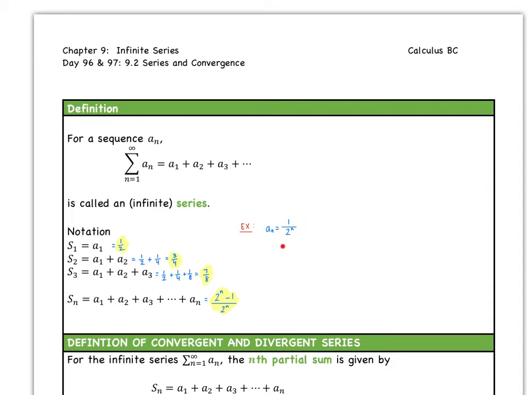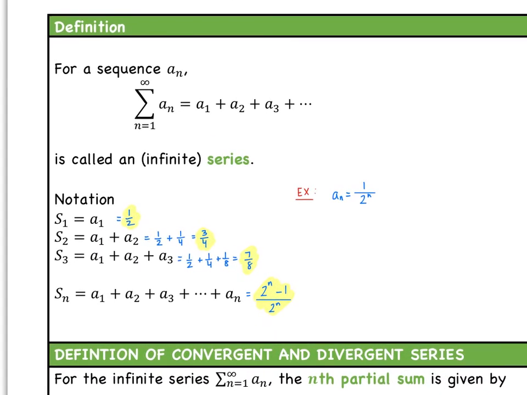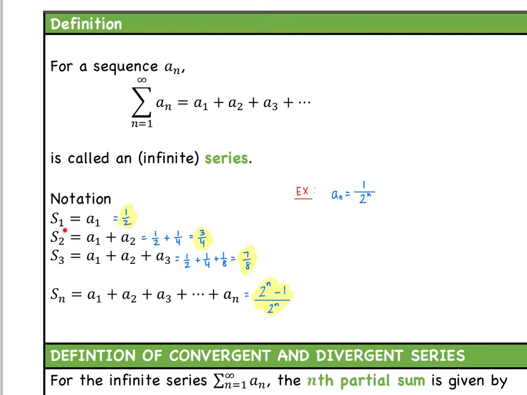If we take a look at this example where we let our sequence a sub n be 1 over 2 to the n, then we can see what this series looks like. So a1 or S1 is just a1, so 1/2. S2 is the sum of the first two terms, so 1/2 plus 1/4, so we get 3/4. S3 is the sum of the first three terms, so 1/2, 1/4, 1/8, so we get 7/8. Then the sum of the first n terms is going to come out to be some formula. After we look at these three, you might be able to figure out the formula for S sub n, okay? So in this case, it's (2 to the n minus 1) over 2 to the n. We'll get more practice with that later on.